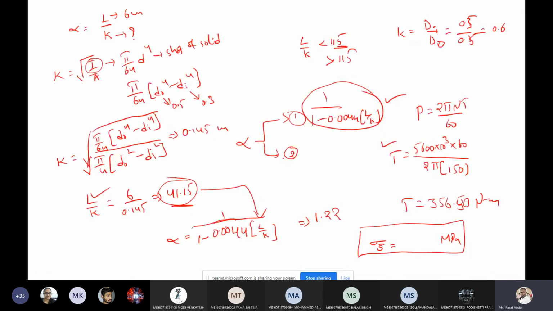And one more problem is there in this. What is that? Angle of twist between the bearings. Angle of twist between the two bearings is from the torsion equation T by J equal to C theta by L. With this equation, theta value we can calculate, that is T into L by CJ. Torque value just now we calculated, how much? 356.50. Length of the shaft is given, 6 meters.